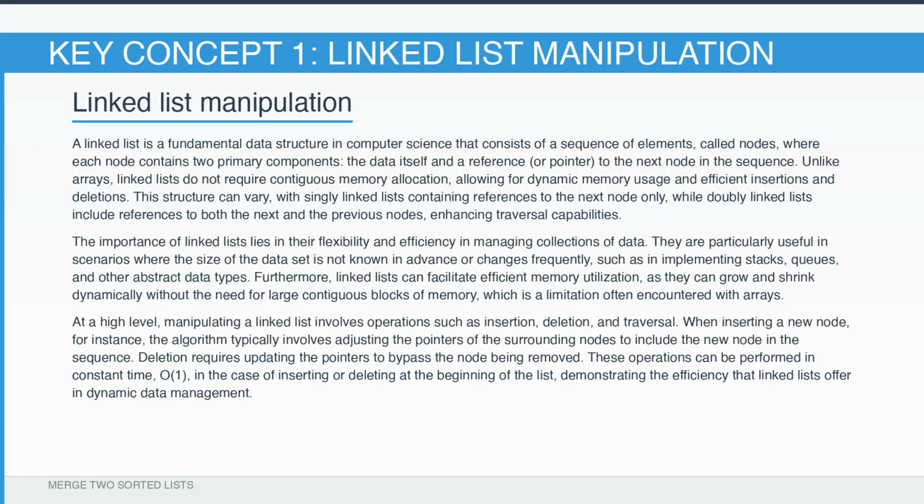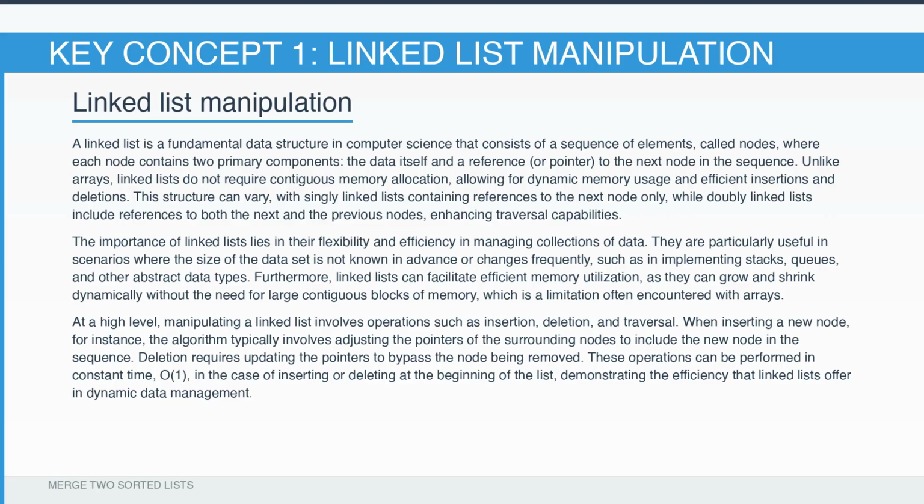A linked list is a fundamental data structure composed of nodes. Each node has two main parts: the data it holds, and a reference to the next node in the sequence. Think of it like a chain of paper clips, where each clip holds a piece of information and points to the next clip. This structure allows for efficient memory usage because linked lists do not need contiguous blocks of memory, unlike arrays.